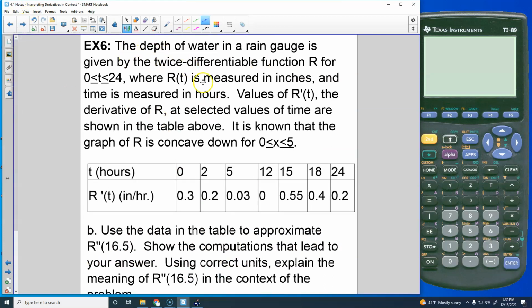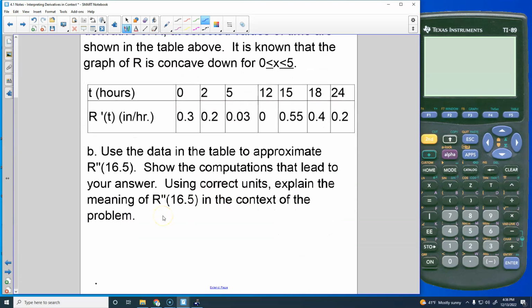All of the beginning part is the same here, so I'm not going to reread that. For B, it says use the data in the table to approximate r double prime of 16.5. Show the computations that lead to your answer. Using correct units, explain the meaning of r double prime of 16.5 in the context of the problem. So we are given r prime. To estimate the derivative of that, we're looking at the slope. 16.5 falls right here, halfway between 15 and 18. So we would use these two points.